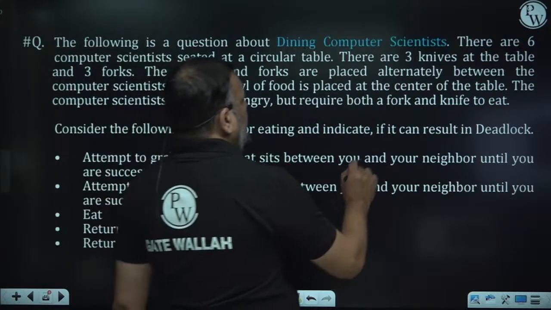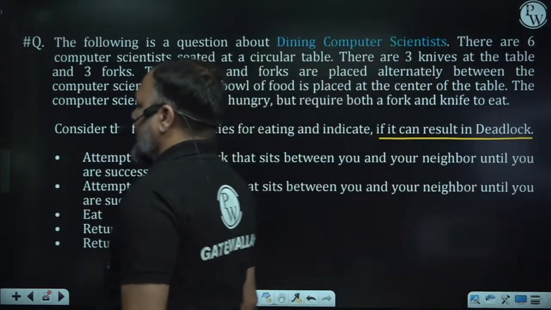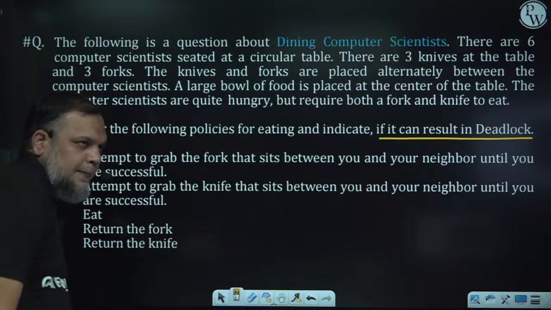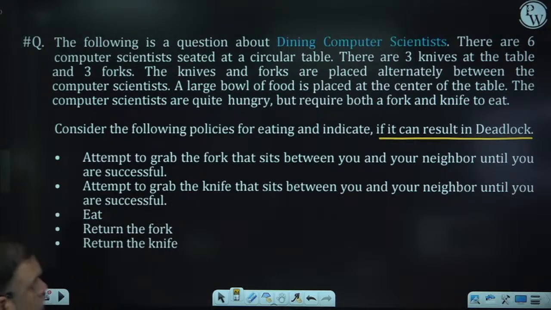The question being asked here is: does this protocol result in deadlock? You have to say yes or no. Let's see who will tell the answer. Will a deadlock be possible or not is the question here. Consider the following policy for eating and indicate if it can result in deadlock.